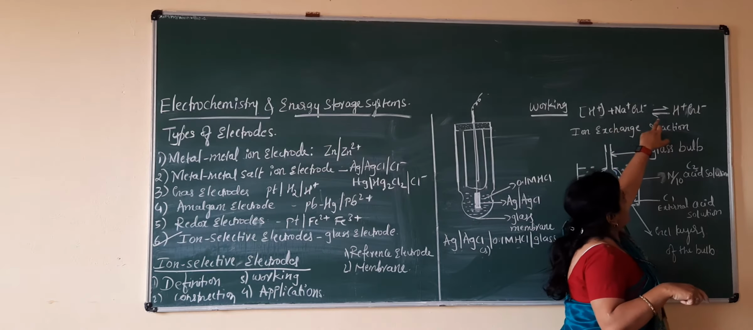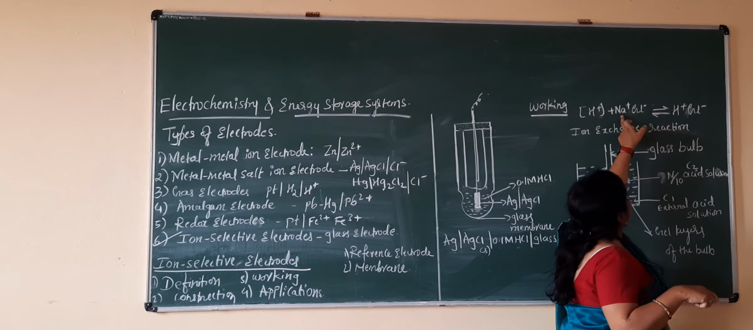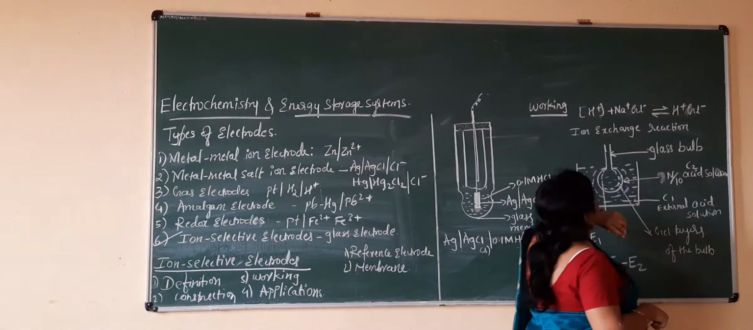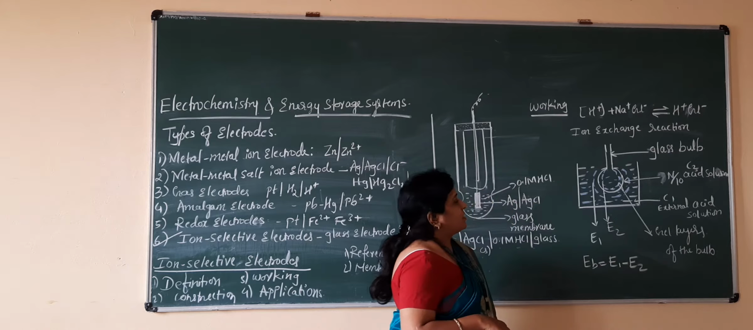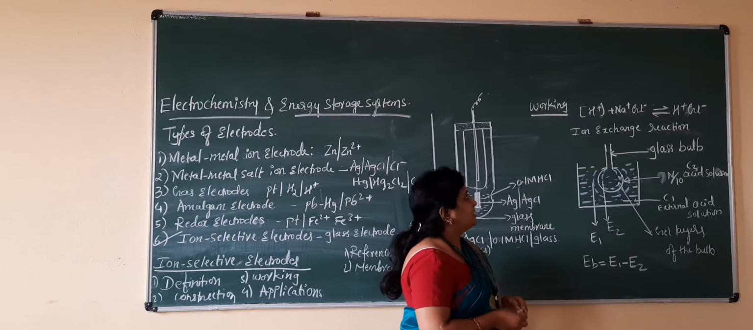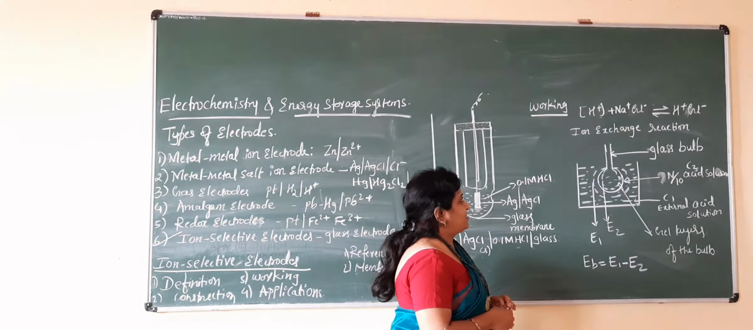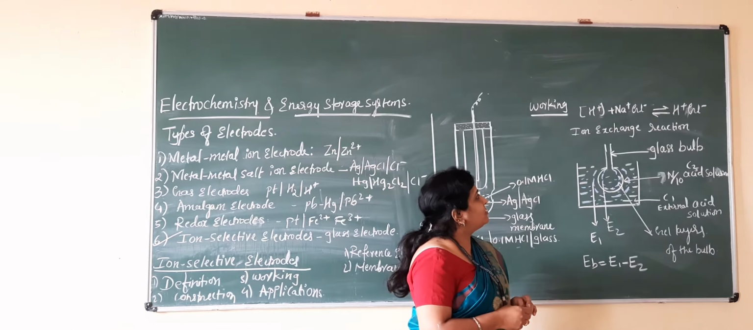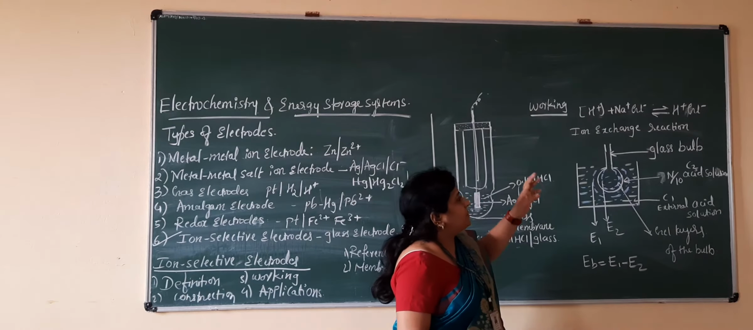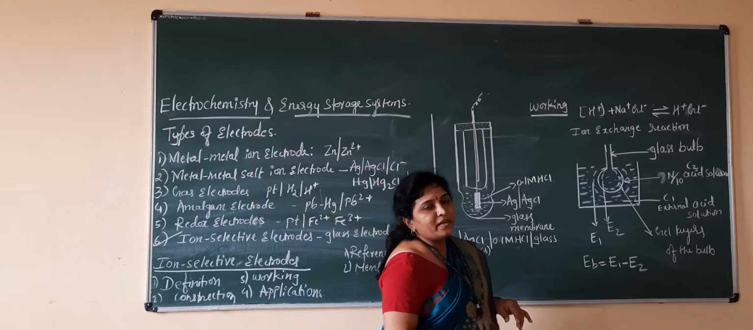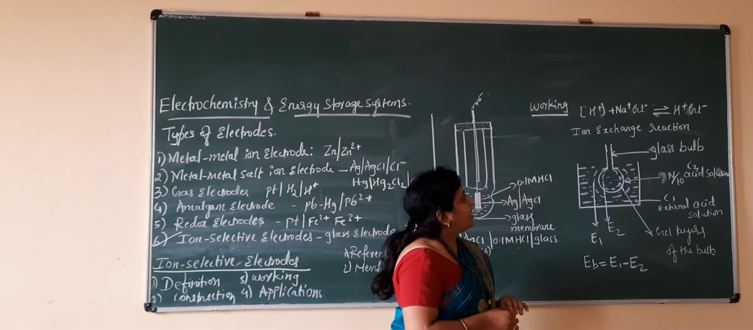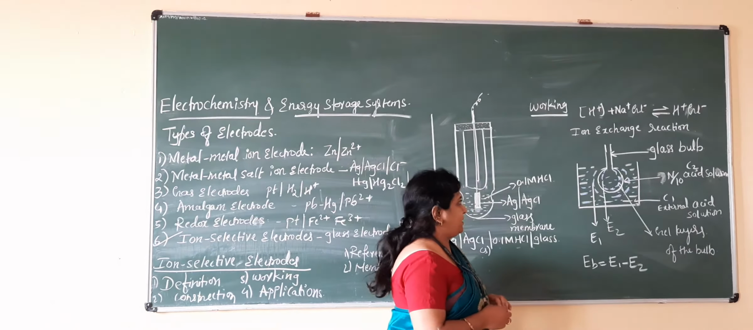You can see that this Na plus will be replaced by H plus ions. Na plus ions will be replaced by H plus ions. So here an ion exchange reaction takes place. This is the principle of the glass electrode, this is how it works. Na plus ions will be replaced by H plus ions; they get exchanged, and that we call an ion exchange reaction.